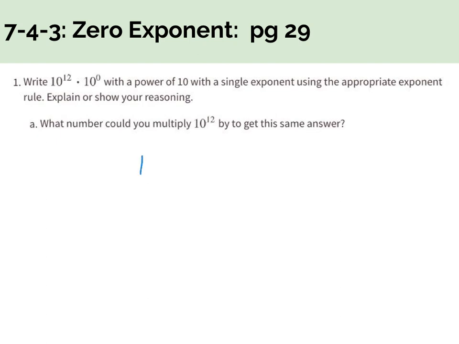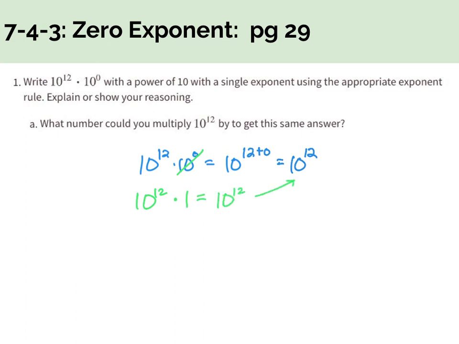So remember, if we have 10 to the 12th times 10 to the 0, these are multiplying, right? Remember, we learned this a couple of days ago. When they're multiplying, we take those exponents and add them together. So we're going to say 12 plus 0, and we're going to have 10 to the 12th power. So remember, anything raised to the 0 power is 1. If I took 10 to the 12th and multiplied by 1, it is still 10 to the 12th. We get the same answer.